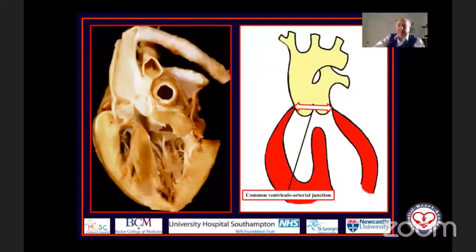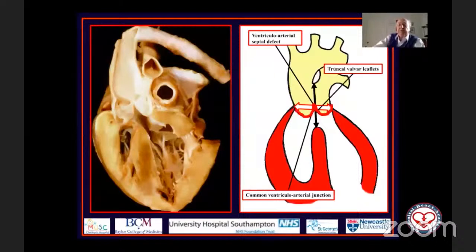And there you see the common ventriculo-arterial junction that we've already said is the essence of common arterial trunk. And there is our ventriculo-arterial septal defect. And as you see, when you compare the two pictures, the truncal valvar leaflets in most instances are, as it were, floating within the ventriculo-arterial septal defect, and they are separating it into arterial components and ventricular components.